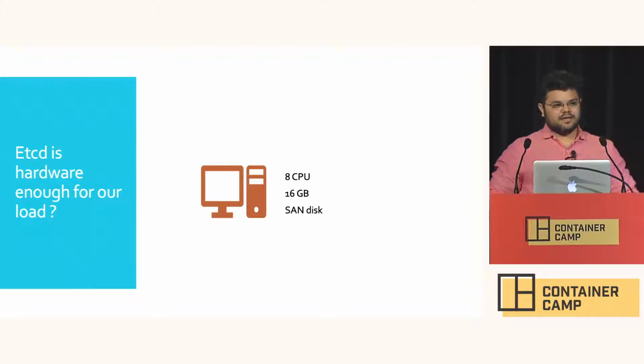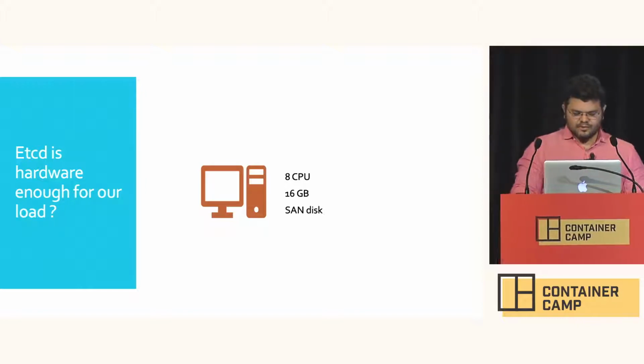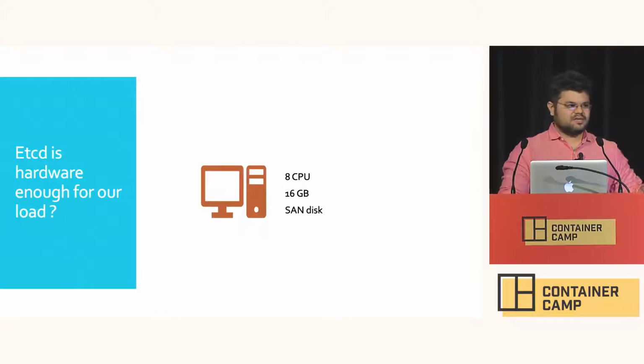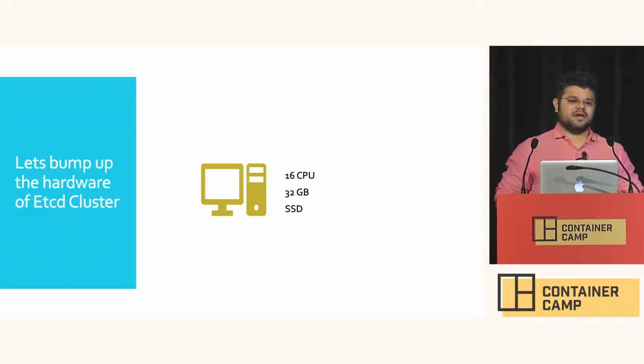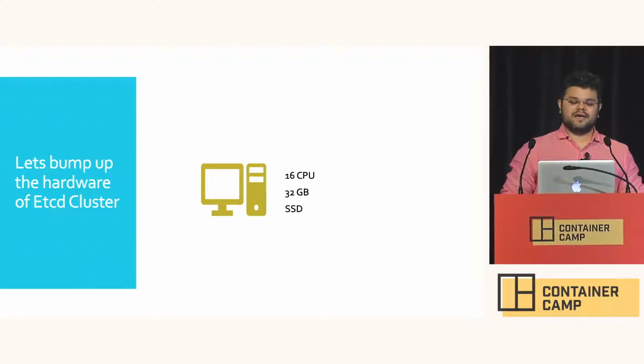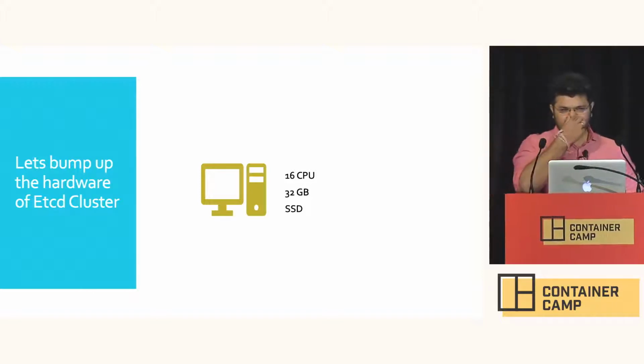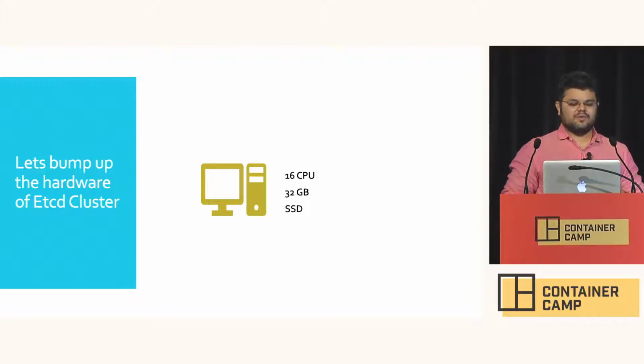When it writes to disk, it needs higher IOPS, because it has to do a lot of snapshotting and there are a lot of Docker daemons talking to etcd. We found that we were running 8 CPU and 16 GB machines with SanDisk. That will not cut it. So let's bump up the hardware and use SSD, which gives you higher IOPS, so etcd writes will be pretty fast. We ran a performance test and found that we needed a 16 CPU, 32 GB machine which can take our load. So we changed to that.